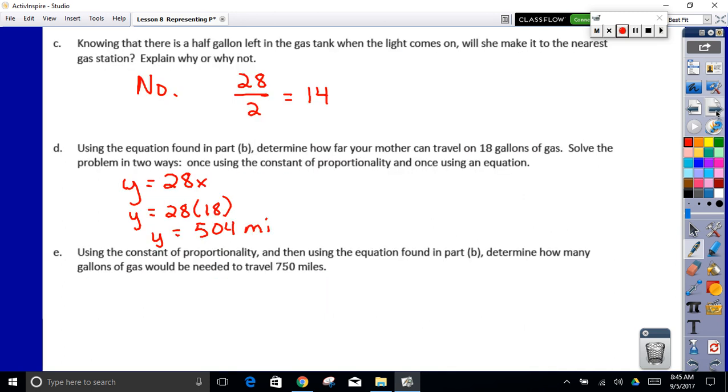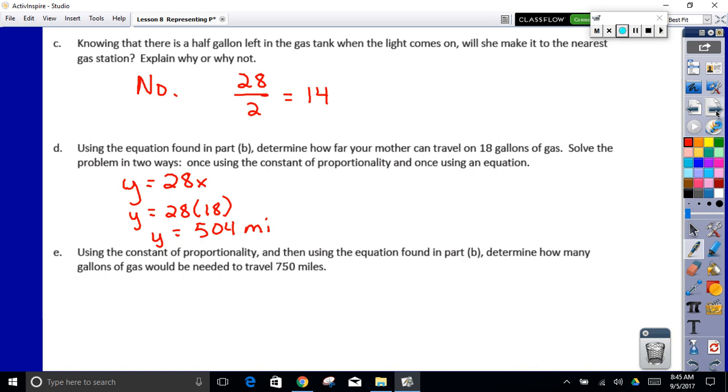Okay, so when it tells you to do it twice, really I don't care if you do it twice, but what it's looking for is you might have just thought, oh, well, you just multiply 28 times 18 without necessarily using the equation, but you would just multiply it that way.